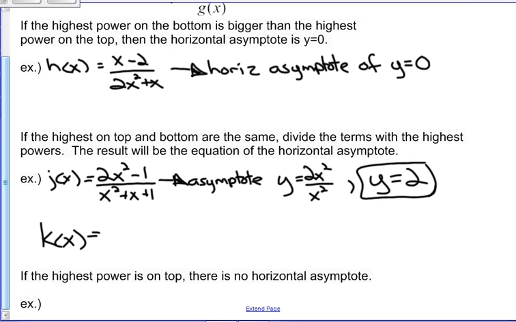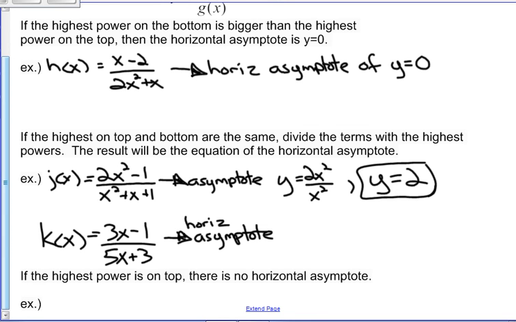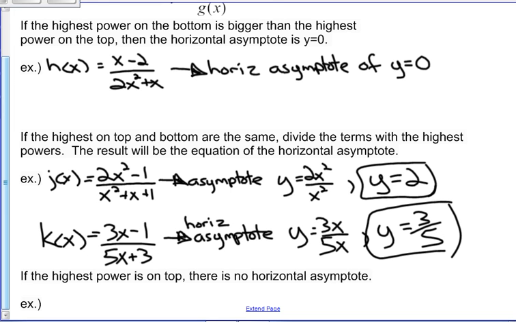Sometimes people just think that means it's going to be the coefficient of the first one. That's not true. Here's an example of that. You might have 3x minus 1 all over 5x plus 3. So your horizontal asymptote, and this is just about the horizontal ones, is going to be highest power of the top divided by highest power of the bottom, or y equals 3/5.